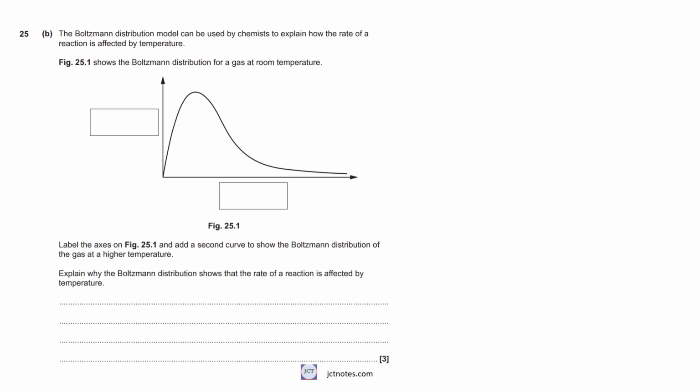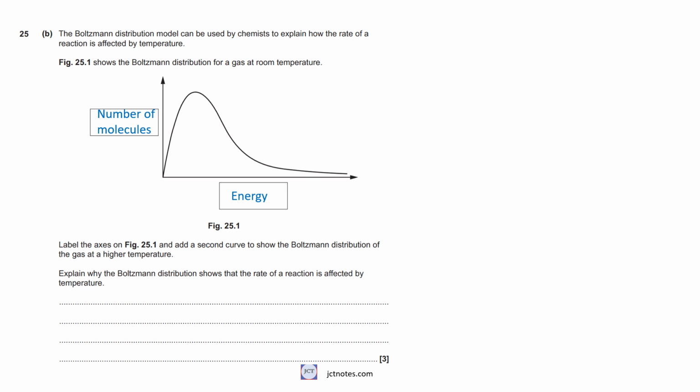In Part B of question 25, we are provided with the Boltzmann distribution for a gas at room temperature. We are asked to label the axes on the figure, add a second curve to show the Boltzmann distribution of the gas at a higher temperature, and explain why the Boltzmann distribution shows that the rate of a reaction is affected by temperature. The Boltzmann distribution is a plot of number of molecules versus energy. Filling in the labels of the axes is straightforward.